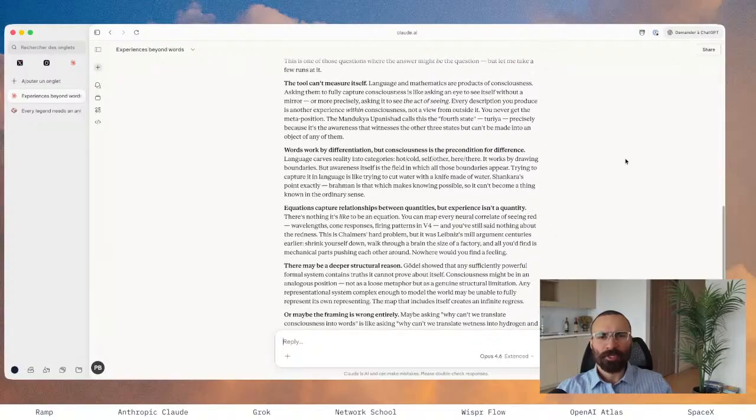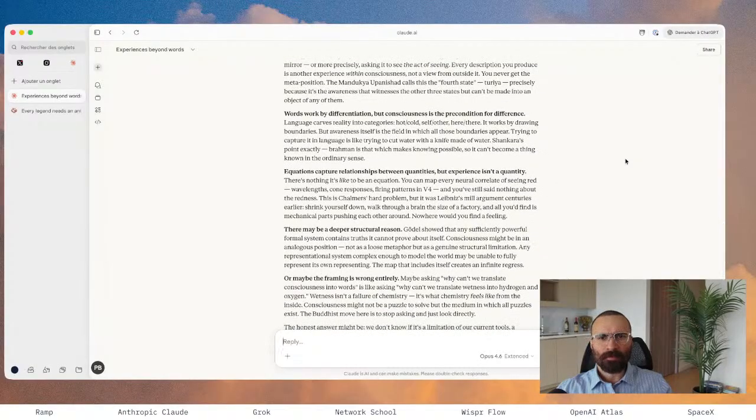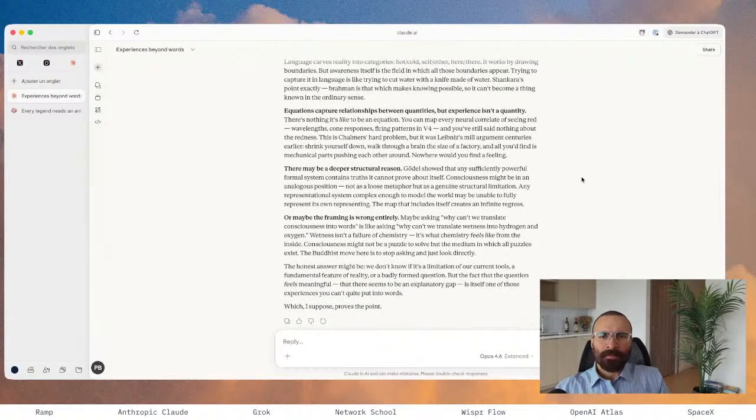The tool can measure itself. Words work by differentiation, but consciousness is the precondition for difference. Equations capture relationships between quantities, but experience isn't a quantity. There may be a deeper structural reason. Or maybe the framing is wrong entirely.